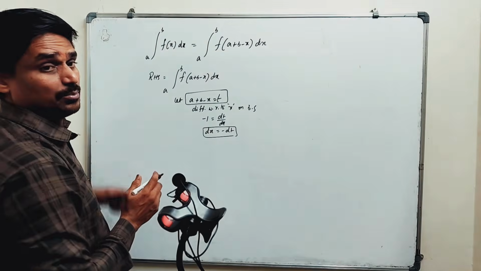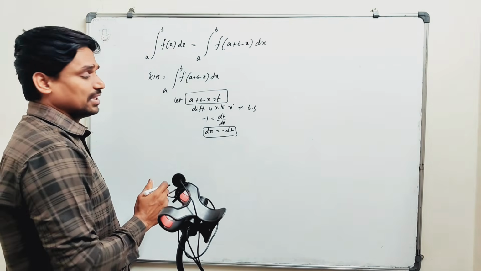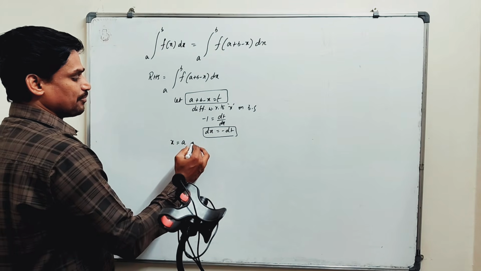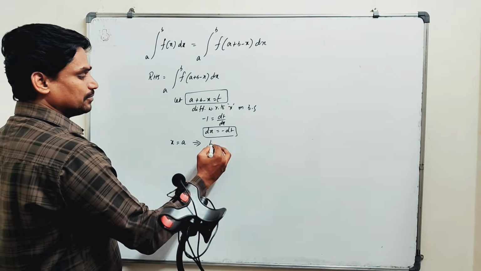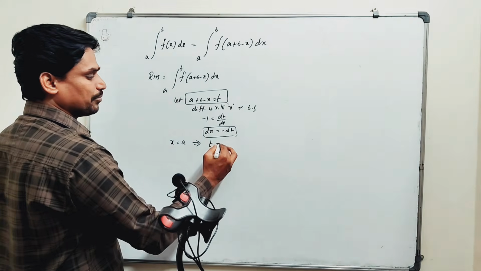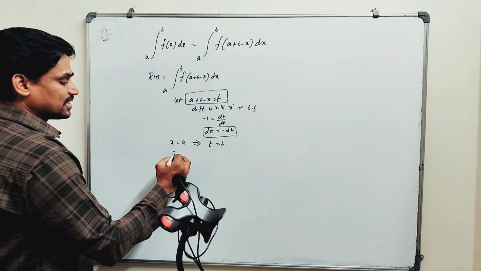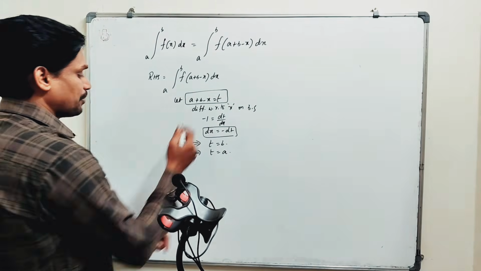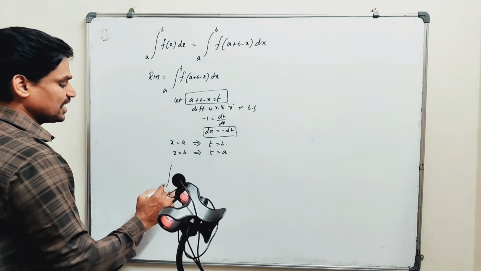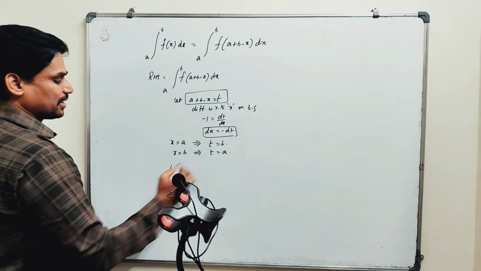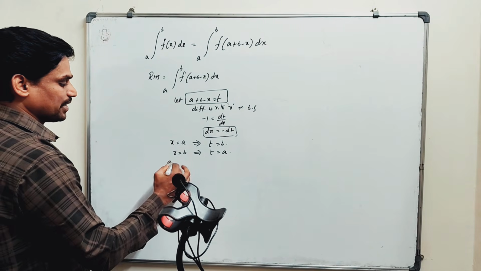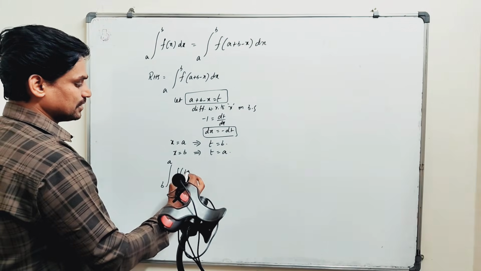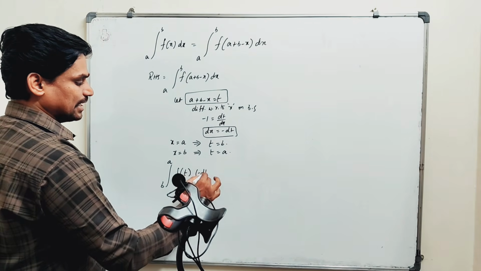So let's also change the limits according to the t variable. Now when x is equal to a, the lower limit, t becomes b. When x is b, t becomes a. So let's apply the same thing. The lower limit becomes b and the upper limit becomes a. Integral b to a f of t and minus dt.